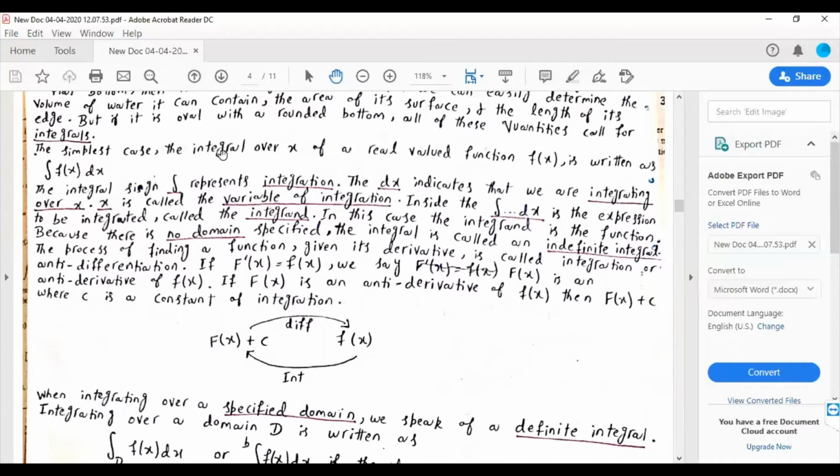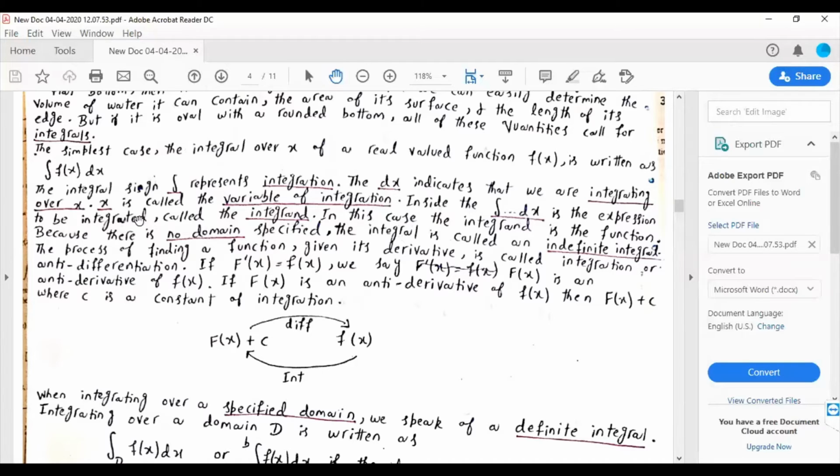In the simplest case, the integral over x of a real valued function is written as integral f of x dx, where the integral sign represents the integration. The dx indicates that we are integrating over x, and x is called the variable of integration. Inside the integral, f of x is the expression to be integrated, that is called the integrand, and in this case the integrand is the function.